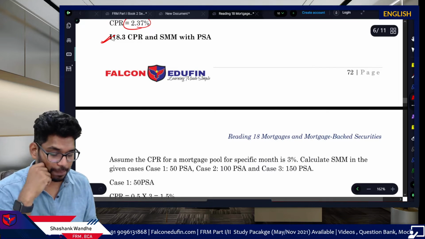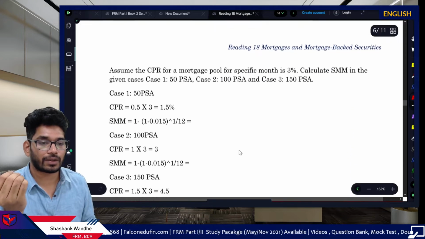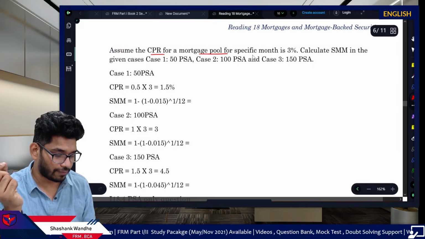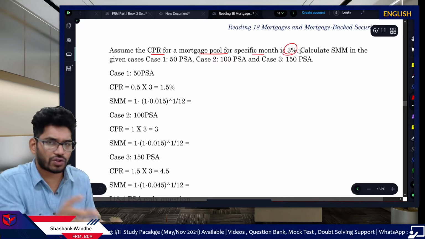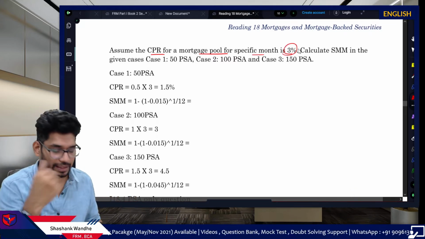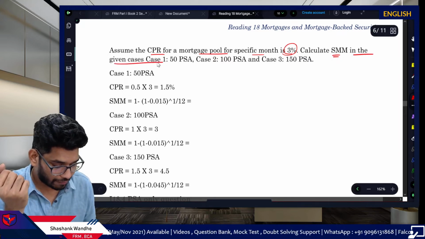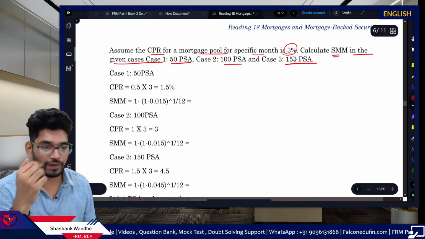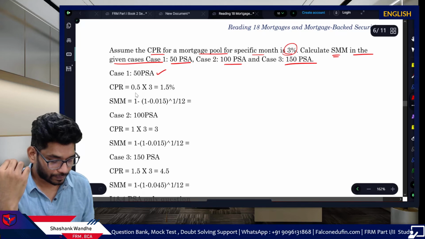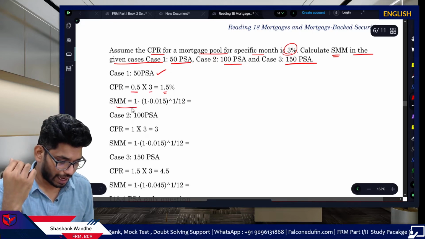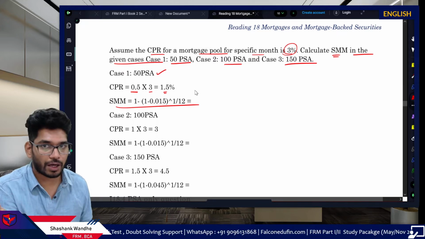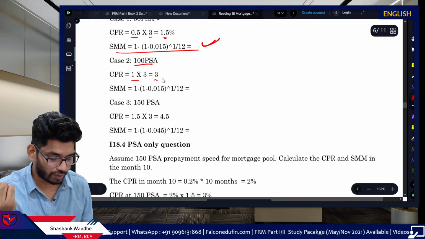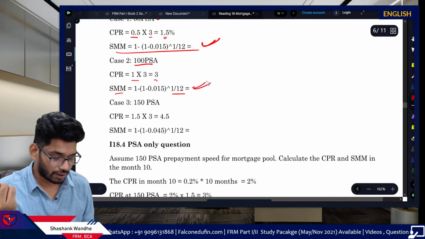Then we have CPR to SMM with PSA. Assume the CPR for a mortgage pool for a specific month is 3%. So whatever is the current month, it is 3%. Calculate the SMM in the given case. So you have to calculate SMM for 50 PSA, 100 PSA and 150 PSA. 50 PSA, 0.5 multiplied by 3, 1.5%. And now you are an expert at calculating CPR to SMM. Just apply the formula and get the answer. If it is 100 PSA, then 1 multiplied by 3% is equal to 3%. SMM is equal to whatever is the answer.